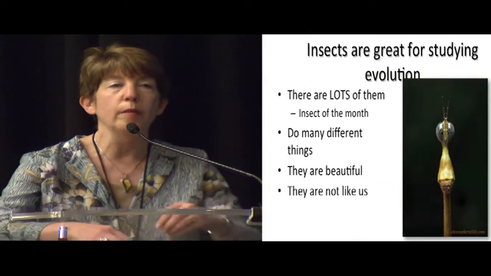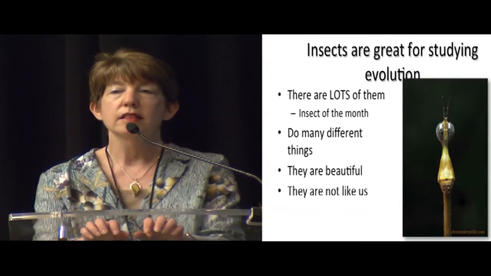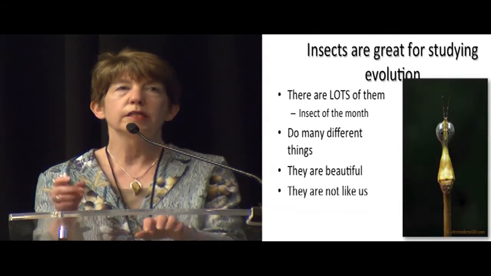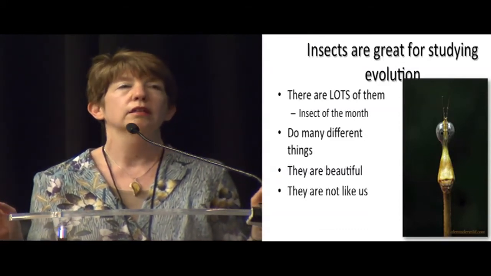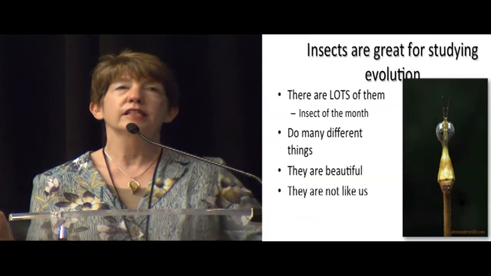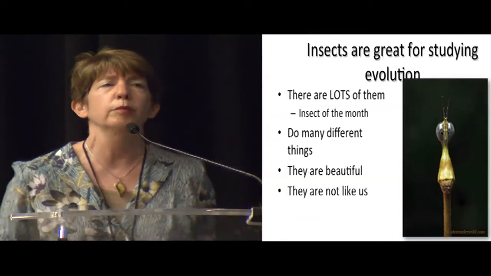Does anybody know how many kinds of insects there are? Anybody wanna shout out an answer? 3,000, somebody said 3,000, somebody said 900. You are so wrong. Did somebody say a million? Yay for the person who said a million that were in the front row. Okay, yay for the person who said a million.